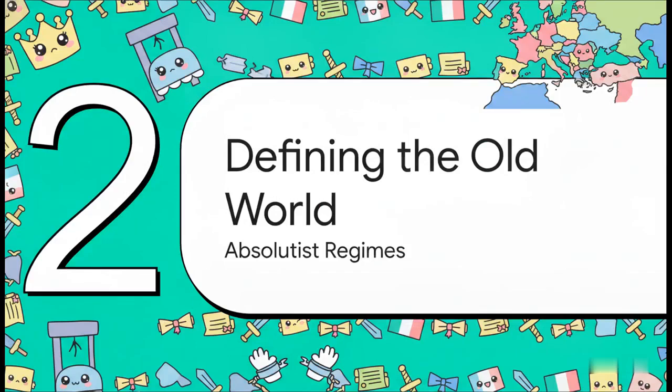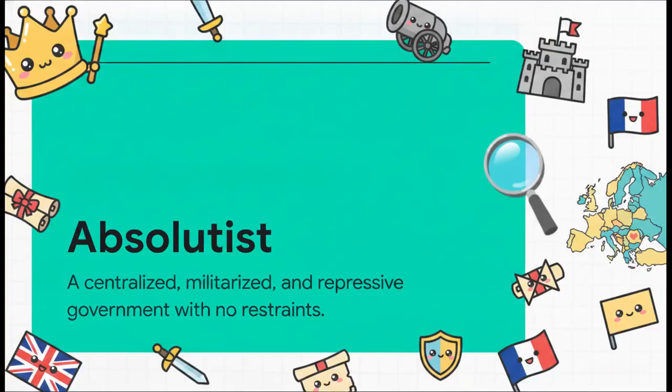Moving right along to part two, defining the old world, specifically absolutist regimes. Now, before that beautiful dream of distinct nations could ever become a reality, we really need to understand the harsh political systems of the old world that these people were actively rebelling against. Back then, most of Europe was ruled by absolutist governments. In simple terms, an absolutist system is a highly centralized, heavily militarized, and repressive monarchy. The king or emperor exercises total, unchecked power over their subjects. We're talking absolutely zero restraints.